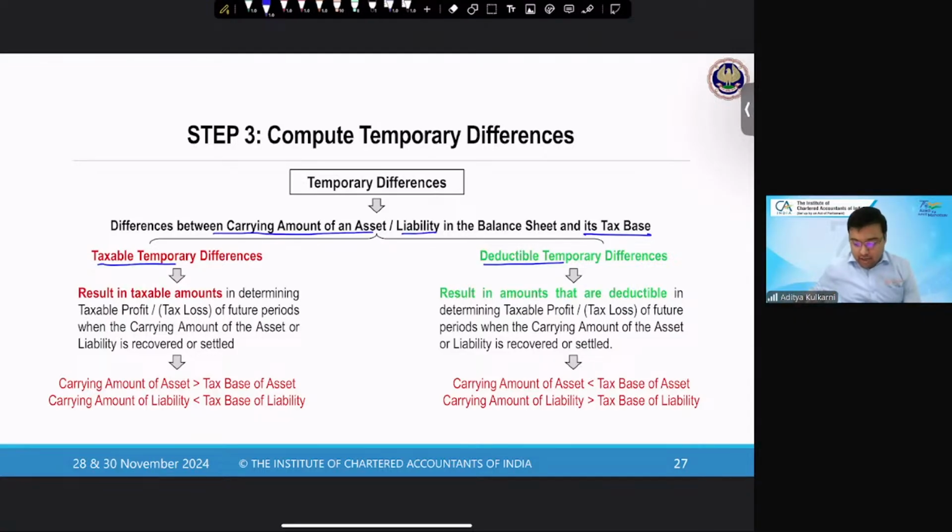Okay. So coming to the temporary differences, we have taxable and we have deductible temporary differences. When I talk about taxable temporary differences, they give rise to tax payments in the future. And deductible temporary differences result in tax savings in the future. They result in amounts that are deductible in determining the taxable profit. Deductible means in future I can claim a deduction. That means in future I will have a tax saving. Is it okay?